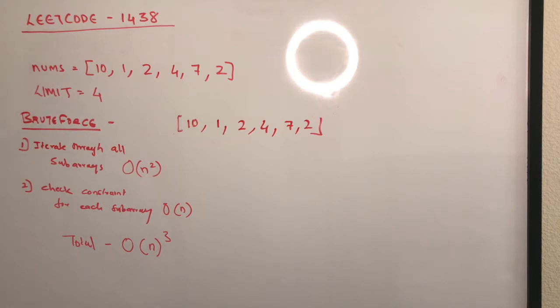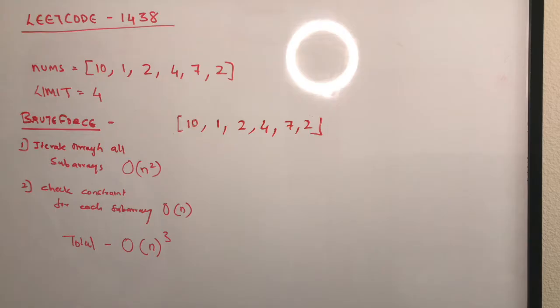So first let's look at the brute force approach. In the brute force approach, you can iterate through all the subarrays in this array in O(n^2) time, and then check the constraint for each subarray in O(n) time. So you'll get a time complexity of O(n^3).